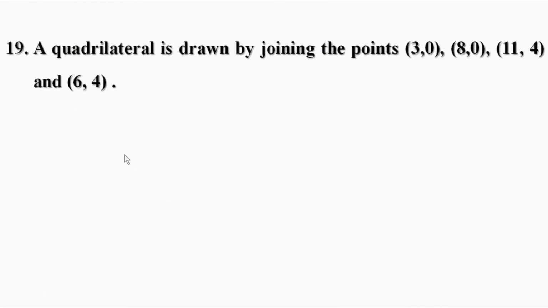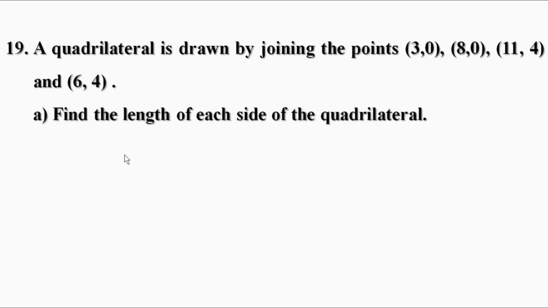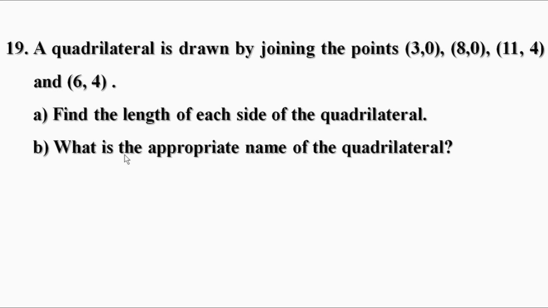19th problem. A quadrilateral is drawn by joining the points (3, 0), (8, 0), (11, 4) and (6, 4). Find the length of each side of the quadrilateral. What is the appropriate name of the quadrilateral? Here the points are (3, 0), (8, 0), (11, 4) and (6, 4). (3, 0) and (8, 0) are points on the x-axis. And for the other two points (11, 4) and (6, 4), the y-coordinates are the same. So they are also on the same line and that line is parallel to the x-axis.